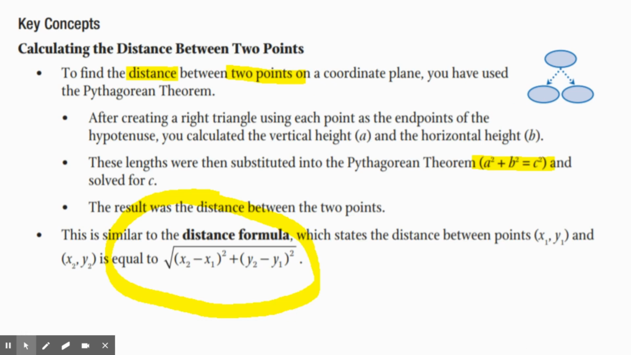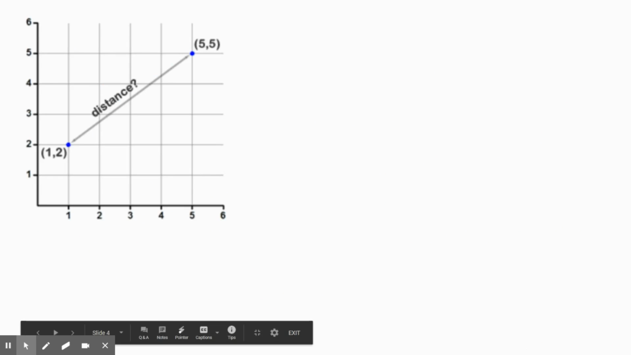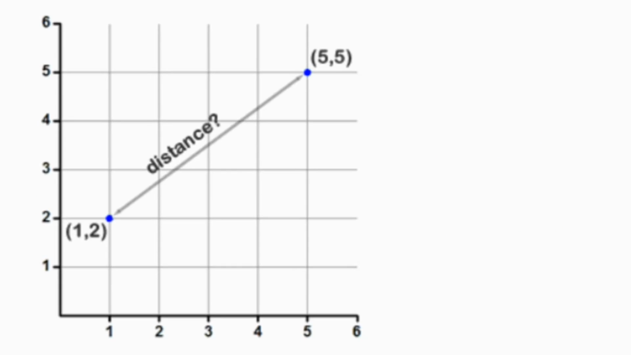So how do you calculate the distance between 2 points? Well, it's pretty easy if it's horizontal or vertical, but if it is not horizontal or vertical, we're going to use this thing called the distance formula. So what is the distance between (1, 2) and (5, 5)? Unfortunately, we can't just add the diagonals and come up with some sort of distance there. We're going to have to consider Pythagorean theorem in order to find the hypotenuse of a right triangle.